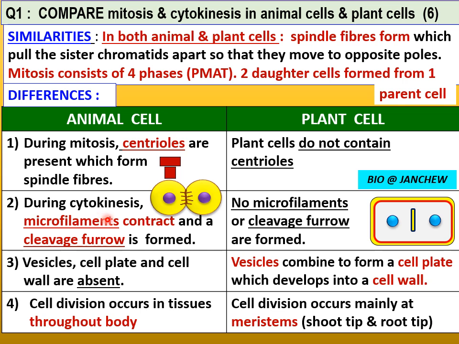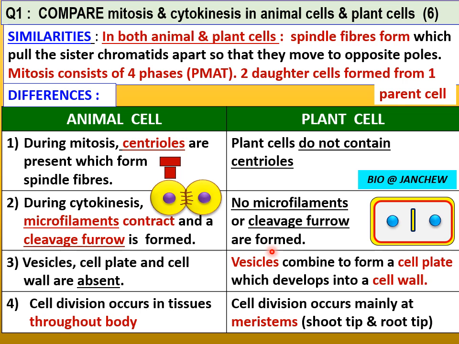During cytokinesis, microfilaments like these brown fibers here will form and they will contract. As they contract, they will pull the plasma membrane inwards to form the cleavage furrow, which is the depression shown here. Okay, the point that goes inwards. So that is the cleavage furrow. It's a keyword. Microfilaments and cleavage furrow. But in plant cells, there are no microfilaments, so no cleavage furrow is formed.